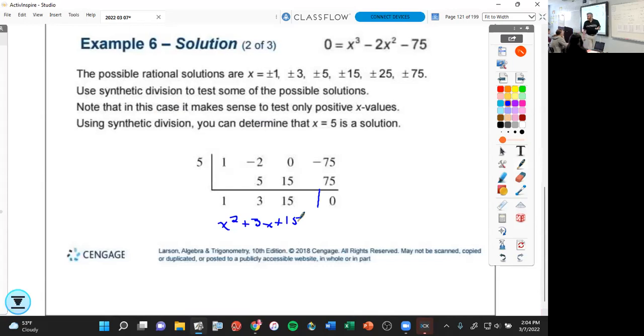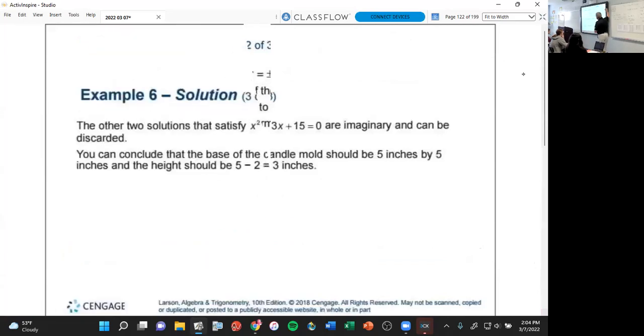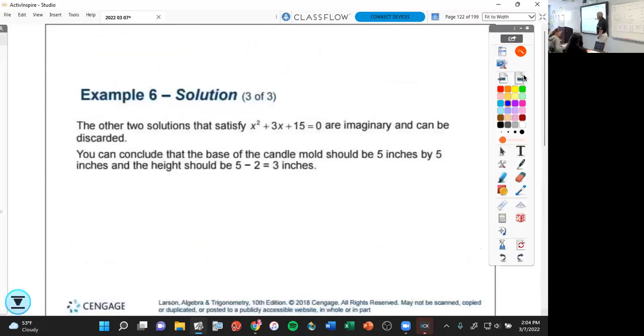Can we have imaginary bases? No. So the other two solutions are imaginary, and we can throw those away. Just like if we had a solution that was negative, throw it away. Can you have a negative length? Okay, so the only things that work for us are positive numbers.